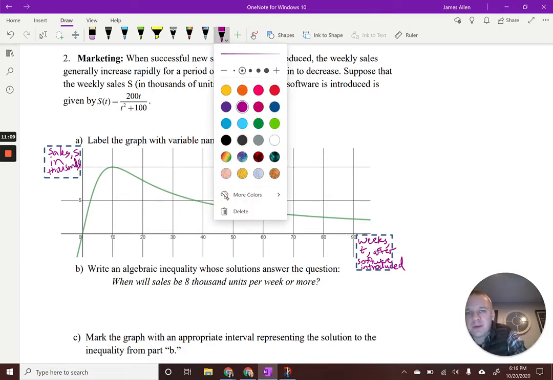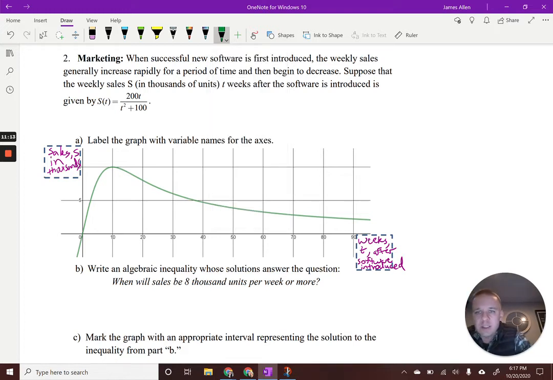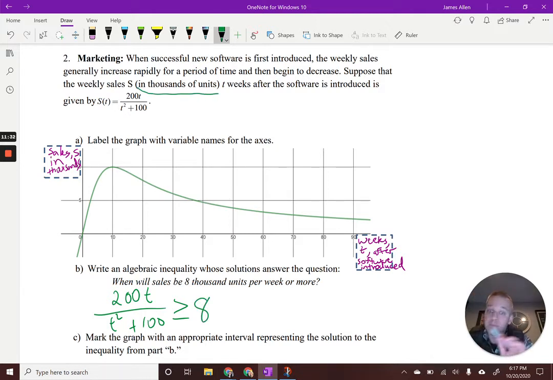Now I'm going to switch up colors before I forget, because using the same color all the time can get a little boring. All right, so my sales S of T is 200 T over T squared plus 100, and I want that to be 8,000 units per week or more. So I would say it's greater than or equal to just 8. Remember, because these are in thousands of units to begin with. Gotta be careful there, right? Whew, that could have been bad. So not 8,000, but just 8.